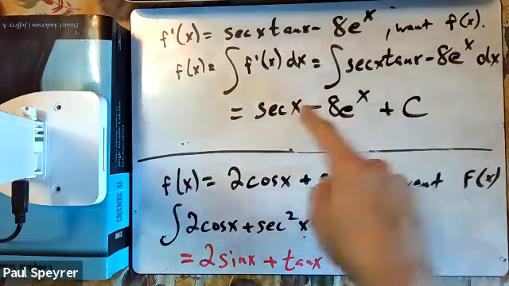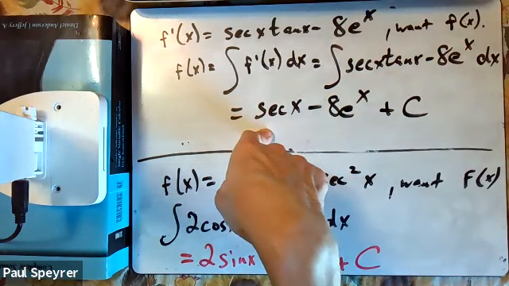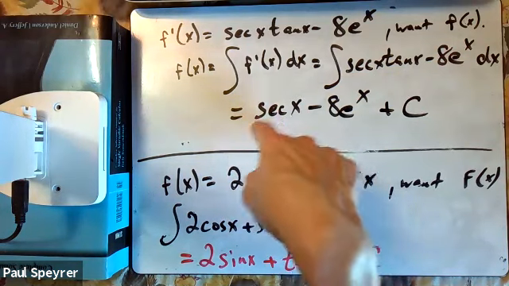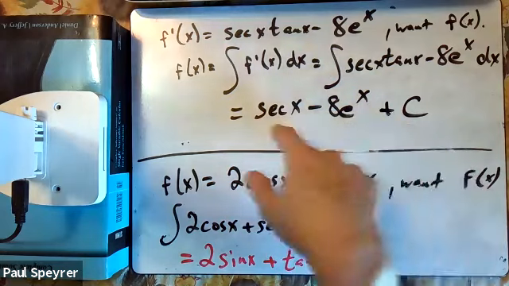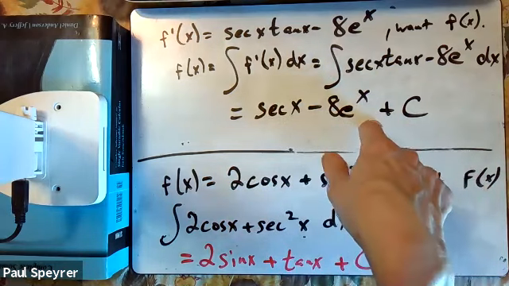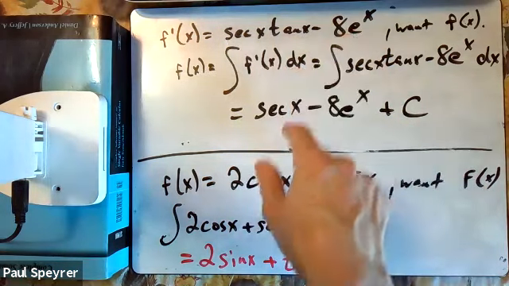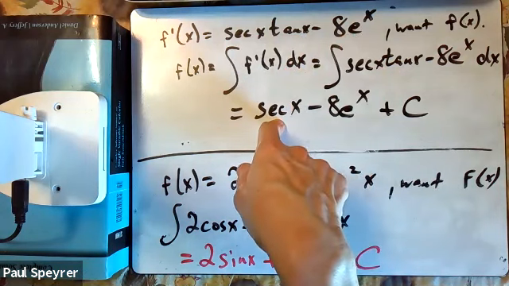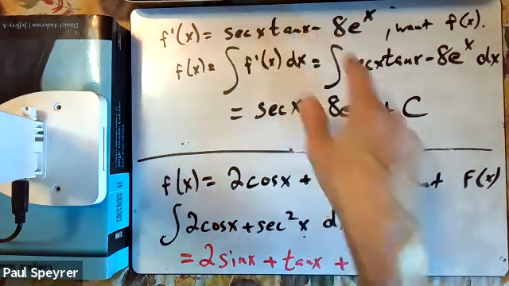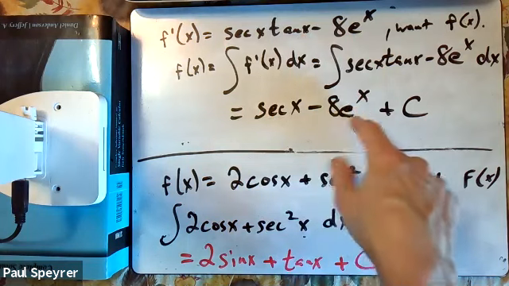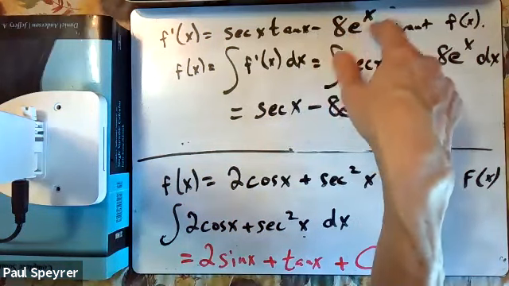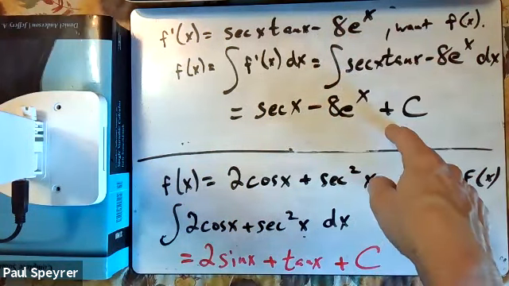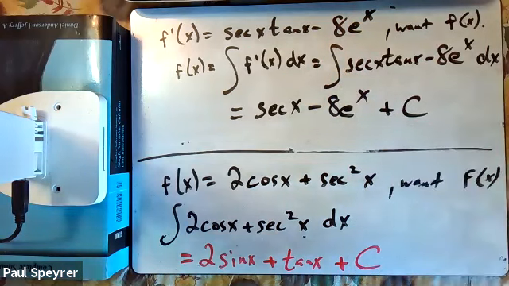Remember, you can check this. How do we check if the antiderivative was correct? Because if I derive the antiderivative, I should get back to the original problem. What's the derivative of secant x? It is secant x tan x. What's the derivative of minus 8e to the x? It's minus 8e to the x. What's the derivative of any constant? Plus C.